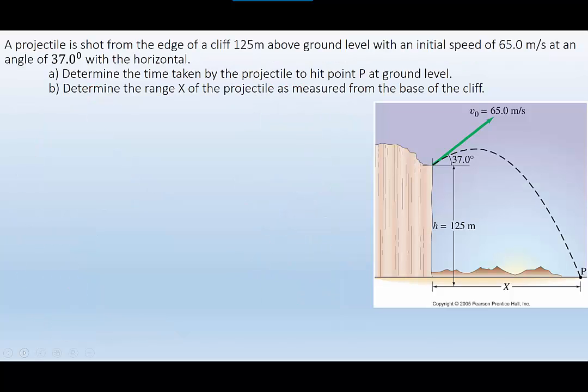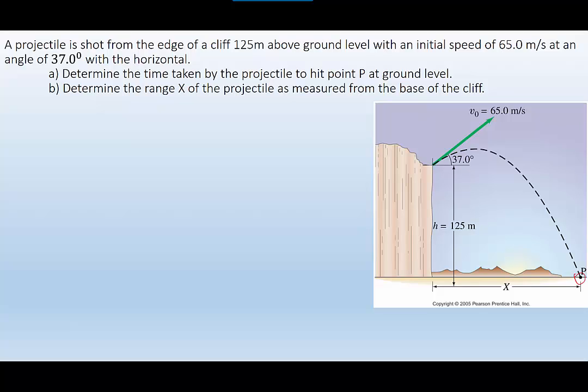A projectile is shot from the edge of a cliff 125 meters above the ground level with an initial speed of 65 meters per second at an angle of 37 degrees with the horizontal. We have 2 things to determine to begin with here. One is to determine the time taken by the projectile to hit the point P at ground level. The second is to determine the range of the projectile as measured from the base of the cliff.